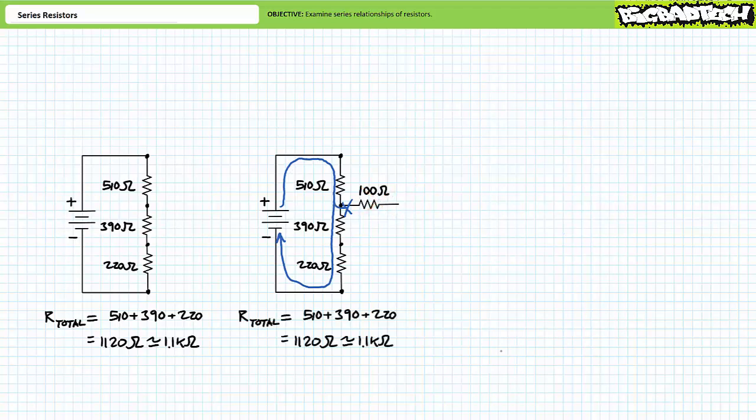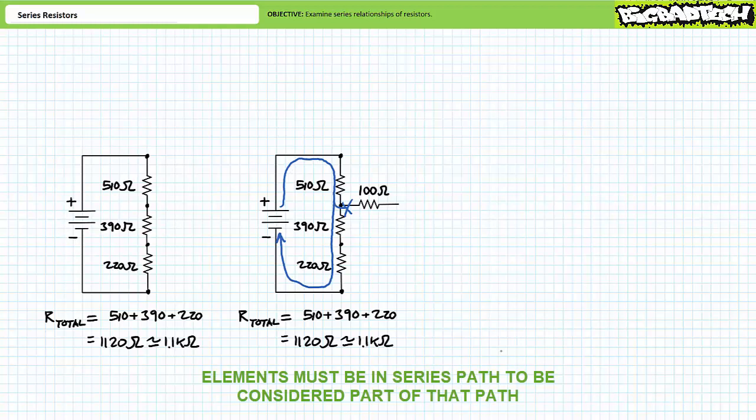The source still sees the series combination of the 510, 390, and 220 ohm resistor for a total resistance of 1,120 ohms, or more appropriately, roughly 1.1 kiloohms. In summary, resistors must be in the single path to be considered part of a series circuit. Series circuits are inline configurations of resistors through which current flows end to end.